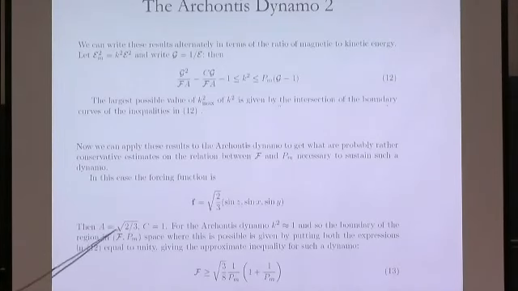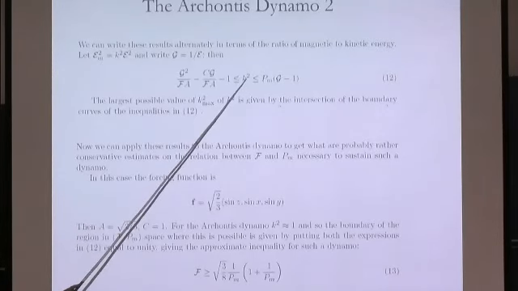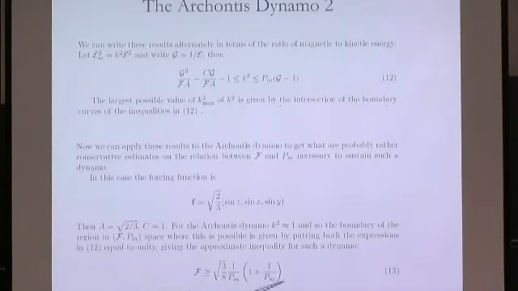I think that's right. Yeah, I'm sure that's right. And c is equal to 1, as it happens. And so for the Arcontis dynamo, k squared is about 1. If we put 1 into this pair of inequalities, then we find that f has to exceed a certain number. And here it is.